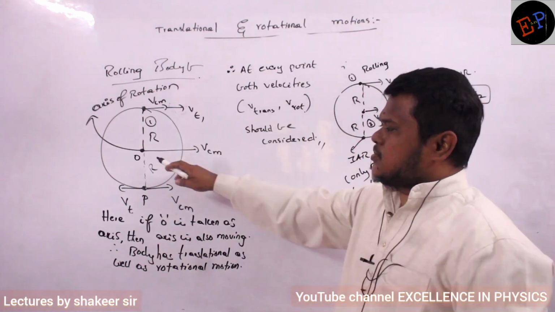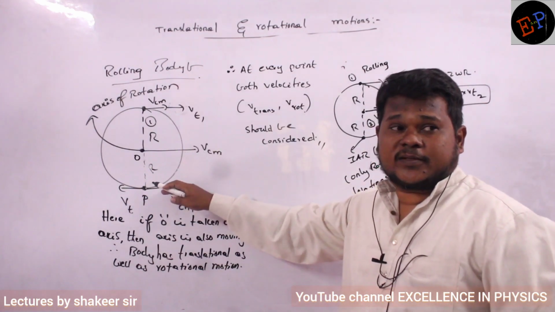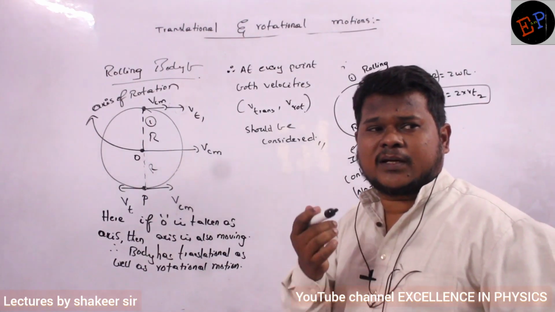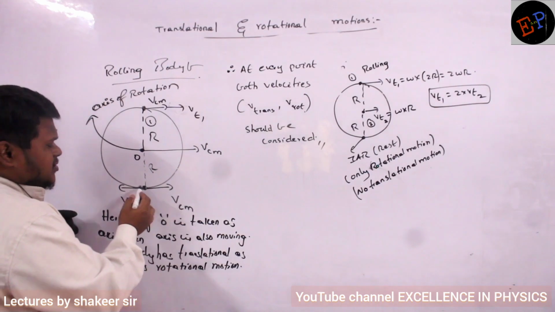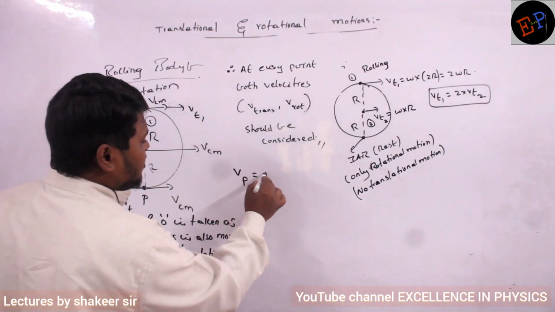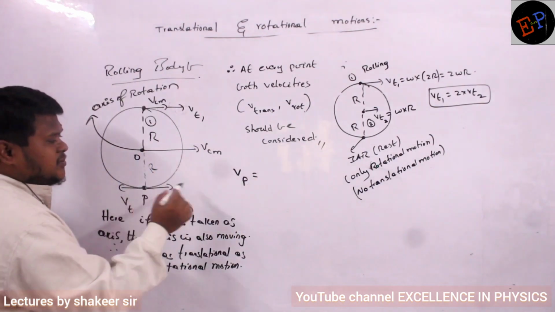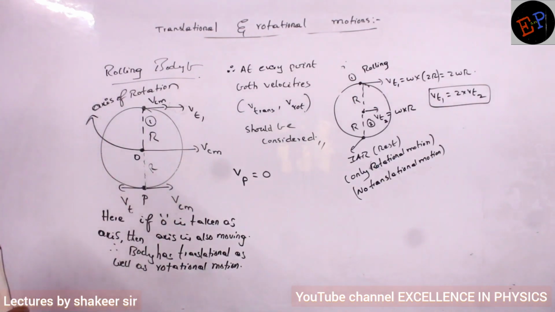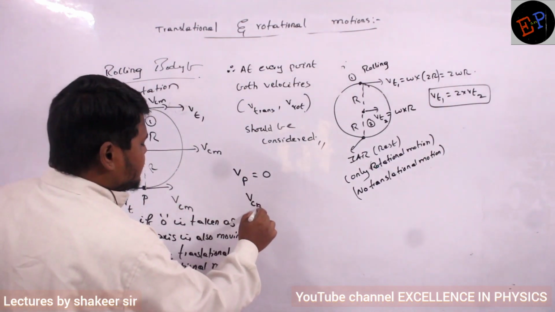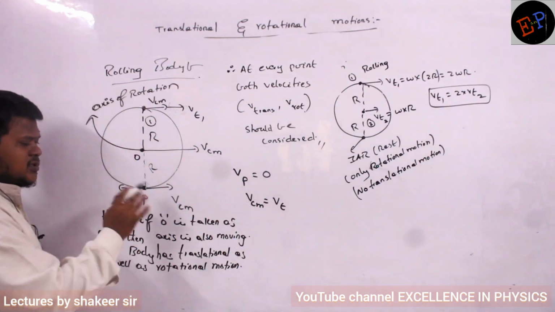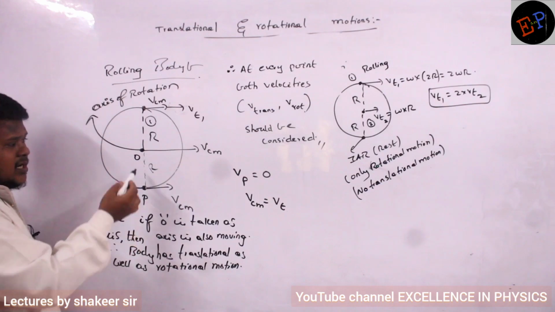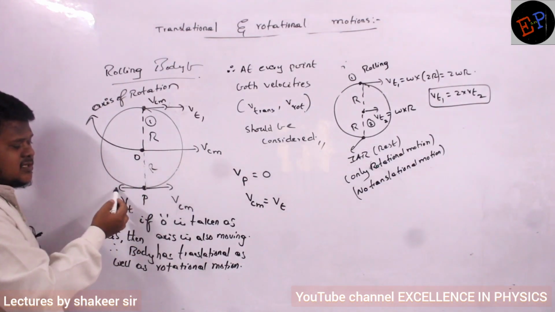Are you able to understand? If I take this to be my axis of rotation, then at every point... Or if I take this point, the body is rolling now in this condition. Velocity of point P should be how much? 0. How did I get 0? Because I have two velocities now in opposite directions. Velocity of center of mass and tangential speed are both equal and opposite. That is why velocity of point P is 0.